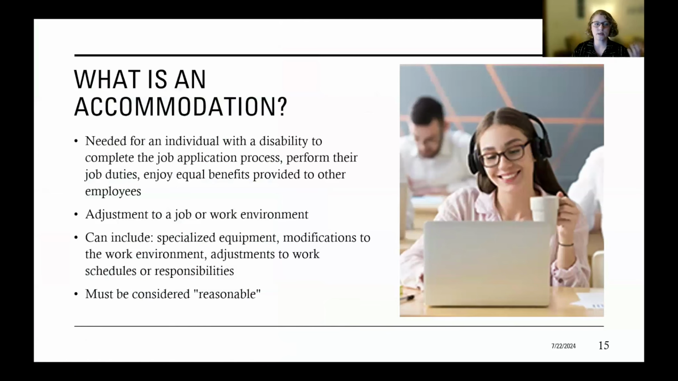All right, so what is an accommodation anyway? The US Department of Labor defines it this way. A job accommodation is an adjustment to a job or work environment that makes it possible for an individual with a disability to perform their job duties. Accommodations may include specialized equipment, modifications to the work environment, or adjustments to work schedules or responsibilities.